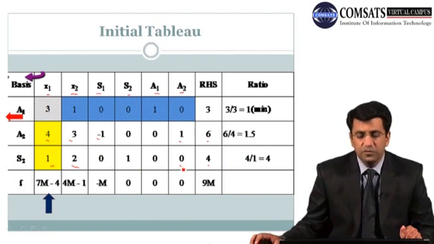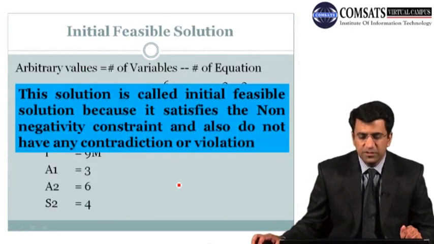In this similar fashion, we should always put the objective function coefficients here as well. The coefficients of our objective function here are 7m minus 4, that is the coefficient of x1, and 4m minus 1, that is the coefficient of x2, minus m is the coefficient of s1, is equal to the right hand side, that is 9m.